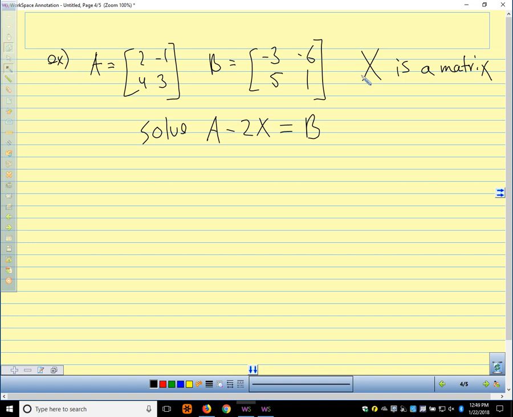Well, because our usual rules of arithmetic hold, I can solve this equation just as if we were dealing with numbers here. So I'm just going to get X by itself. So I'm going to add 2X to both sides, subtract B. 2X equals A minus B. And X is going to be 1/2 (A minus B).